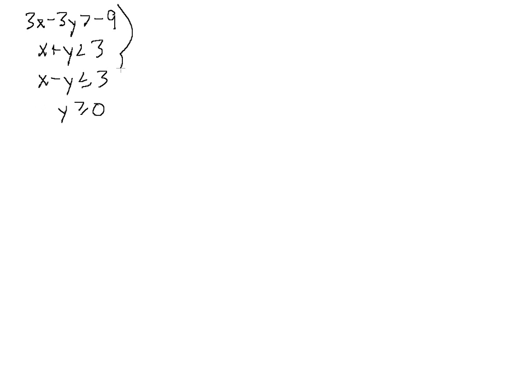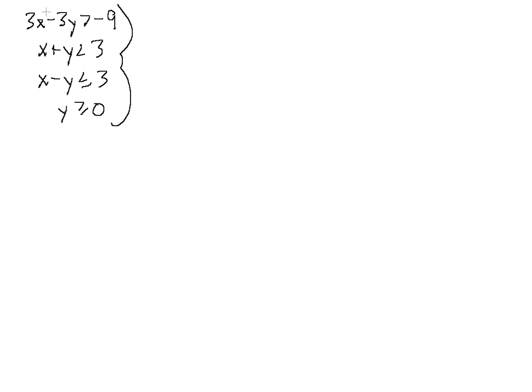We have the system of linear inequalities. We have 3x minus 3y is greater than minus 9. We have x plus y is less than 3. We have x minus y is less than or equal to 3. And we have y is greater than or equal to 0. So this is our system of linear inequalities.